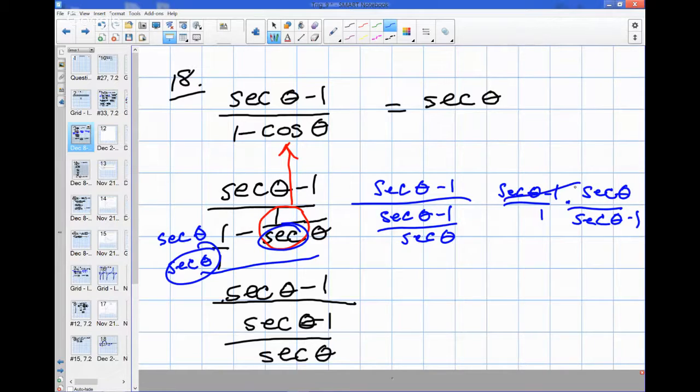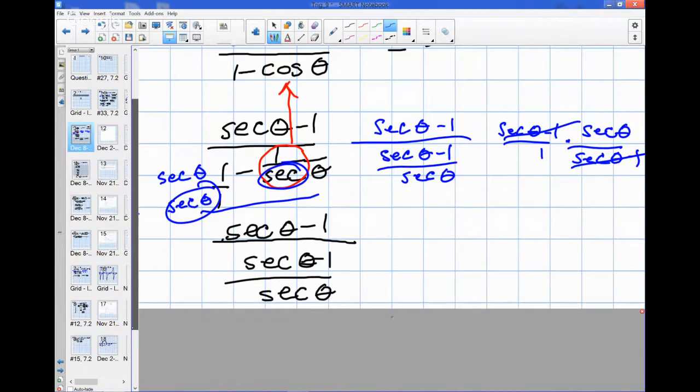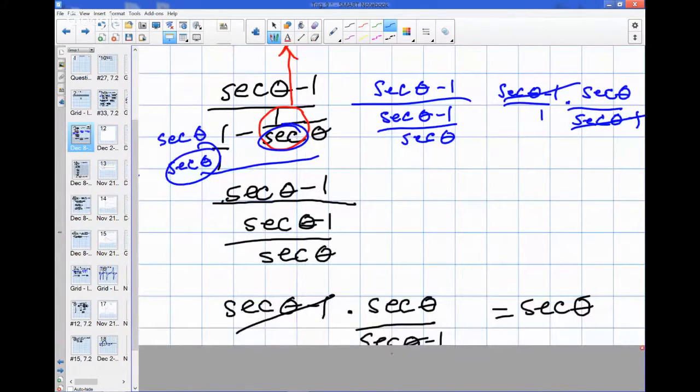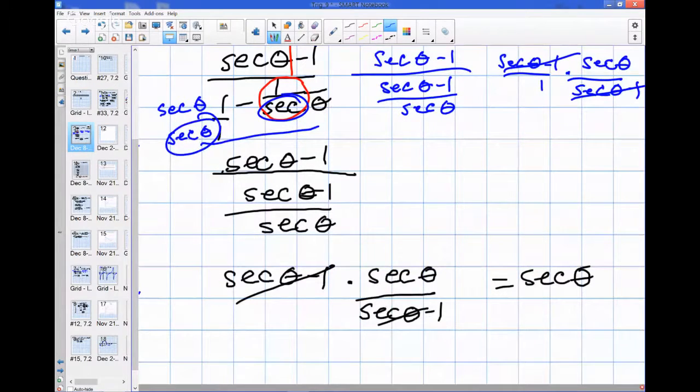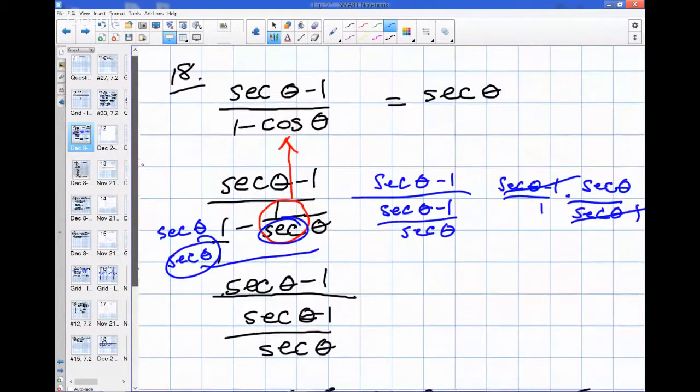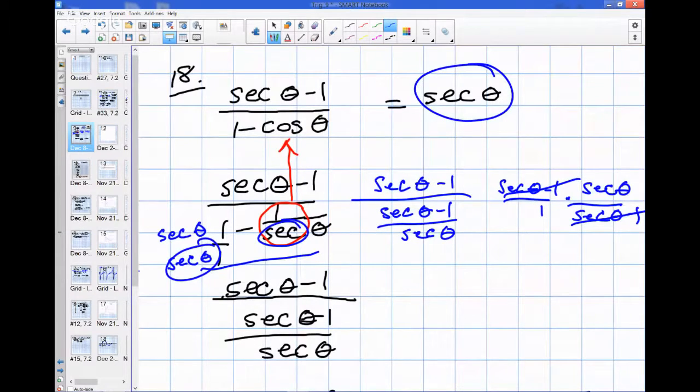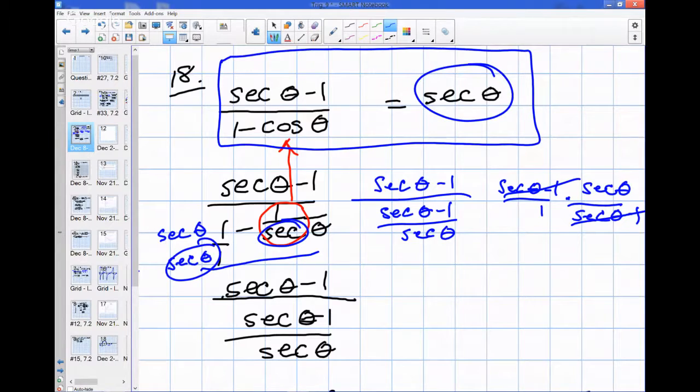What's going to happen here? The secant theta minus 1s cancel, and you get secant theta. So the bottom line is, we just showed that the left side comes out to secant theta. And so, sure enough, secant theta on the left equals the secant theta that we had on the right. We have just proven that this is another identity, a new identity. No, I'm not going to make you memorize it.